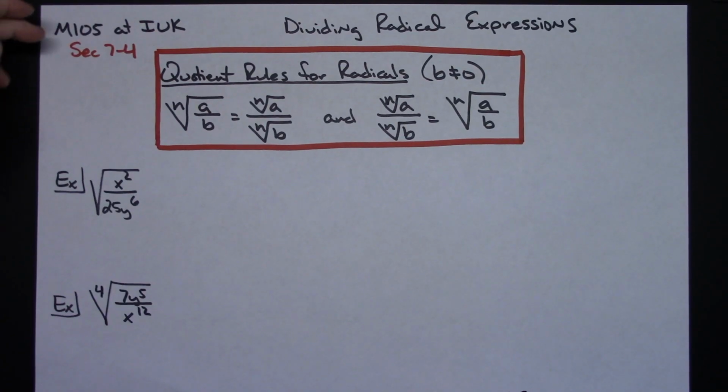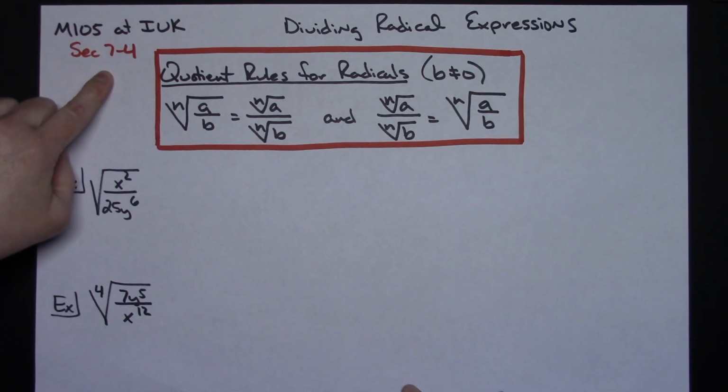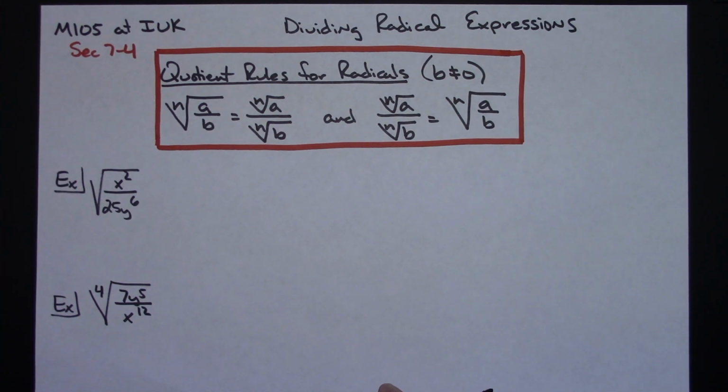In this video I'm going to be making it specifically for the M105 classes at IUK. These are topics that are coming out of section 7-4. We're going to be taking a look at how to go about dividing radical expressions.